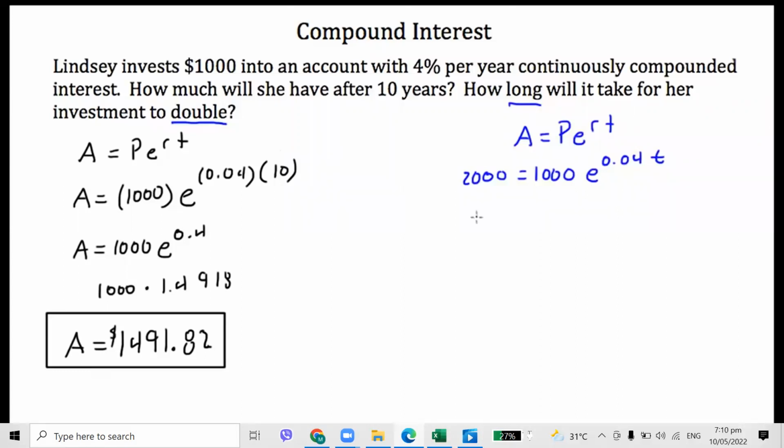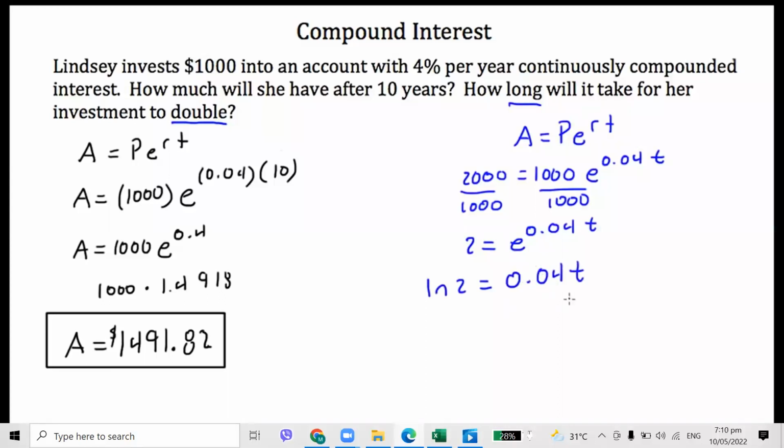So I'm going to solve this just like I would any other exponential equation. I'm going to isolate my exponential term by dividing both sides by 1,000. If I do that, I'll end up with 2 is equal to e to the 0.04t. Now to get this variable out of my exponent, I'm going to rewrite this as a logarithm expression. Now my base is e, so this is going to be a natural logarithm expression. So I'm going to say that the natural log of 2 is equal to 0.04t.